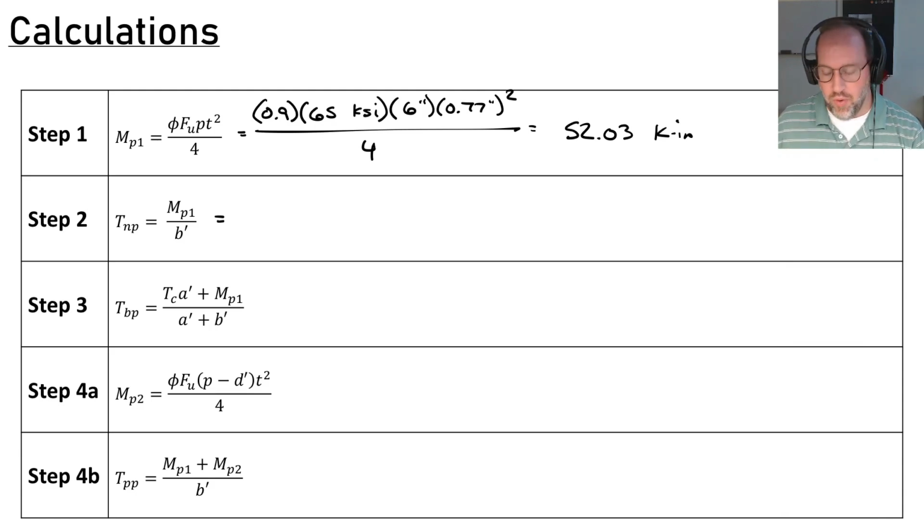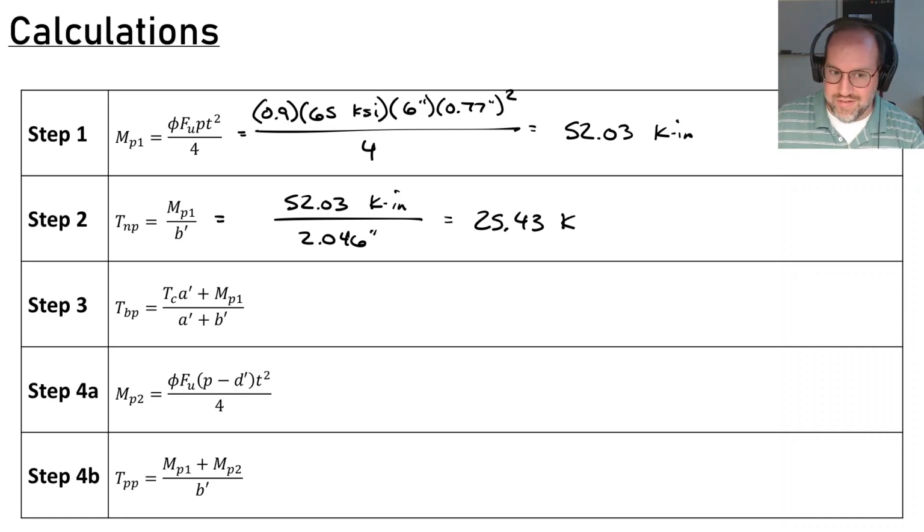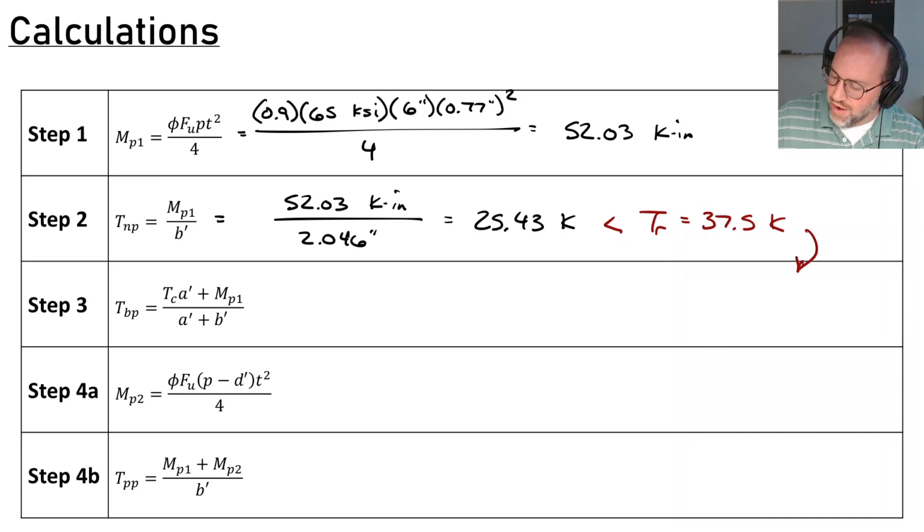Therefore, my no-prying limit is going to be that moment, 52.03 kip-inches, divided by the moment arm of B prime, which we found was 2.046 inches. And this is 25.43 kips. That is less than my demand, TR per bolt, which is 37.5 kips. Therefore, I need to consider prying in the next step. So because my demand is greater than the prying limit, I will have prying on this connection.